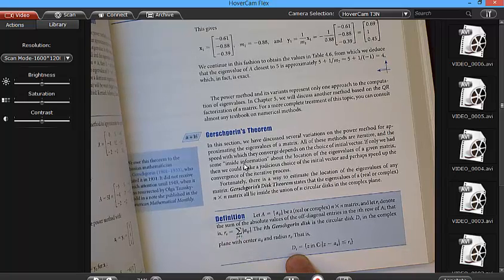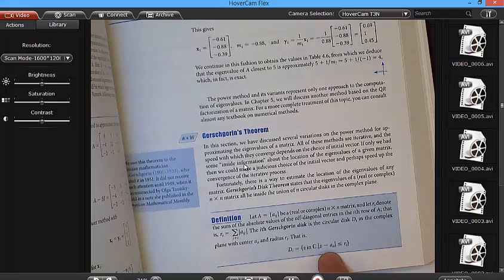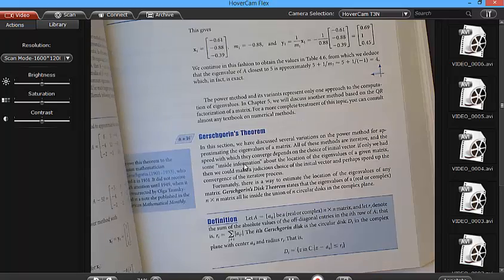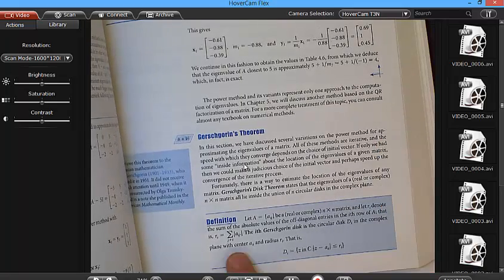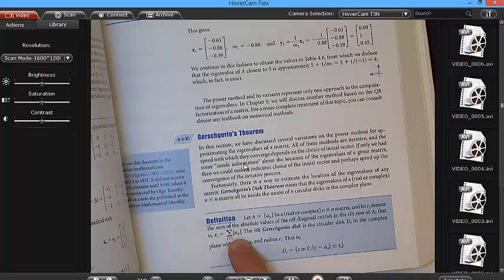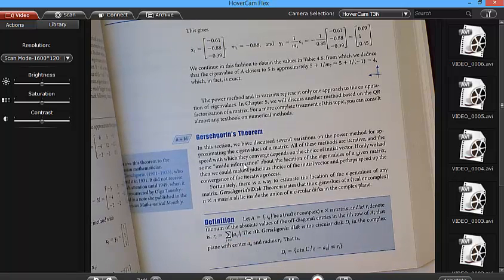So disk i will be a circle. It says the distance is less than or equal to something. And this a_ii, what's that mean? That means that's a diagonal entry. So this is the distance from that diagonal entry is less than or equal to some number. But like you said, what's the radius? The radius is the sum of the absolute values of those off diagonal entries, okay?